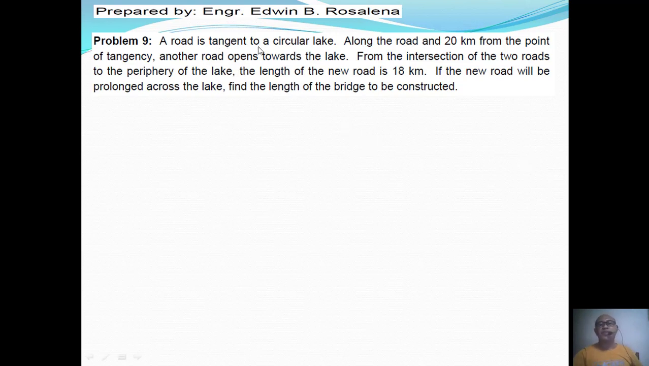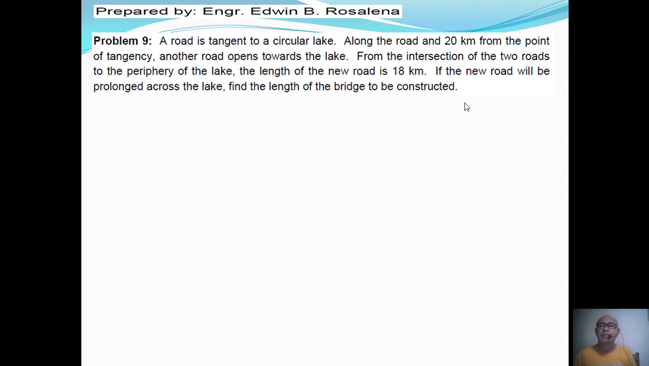A road is tangent to a circular lake. Along the road and 20 kilometers from the point of tangency, okay, ha? Another road opens towards the lake. From the intersection of the 2 roads to the periphery or circumference of the lake, the length of the new road is 18 kilometers. If the new road will be prolonged across the lake, find the length of the bridge to be constructed.